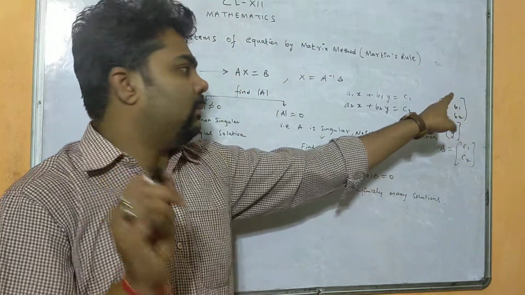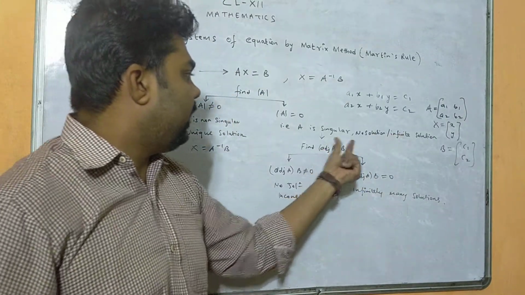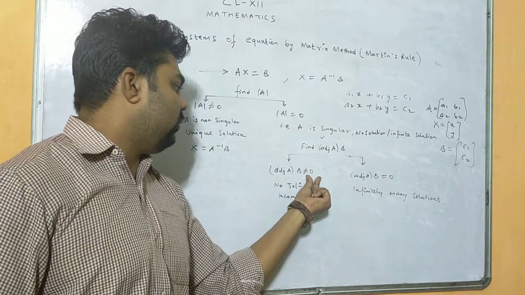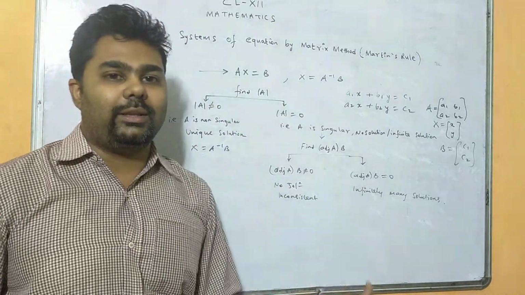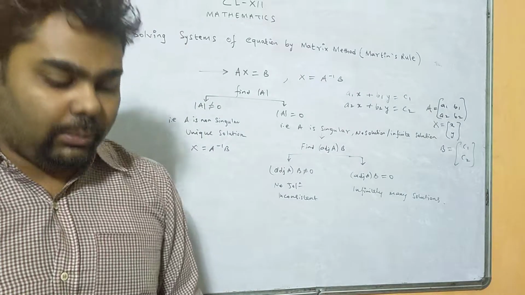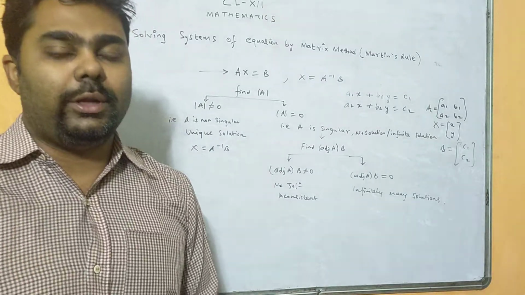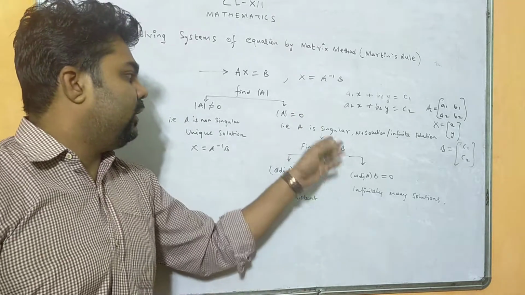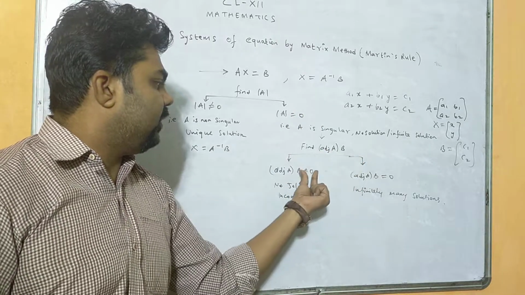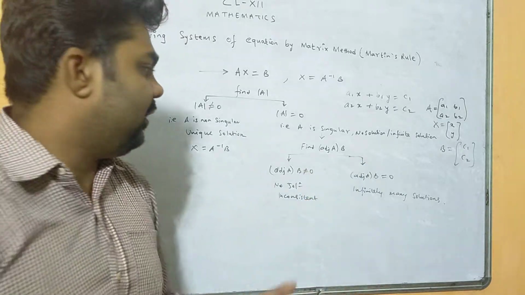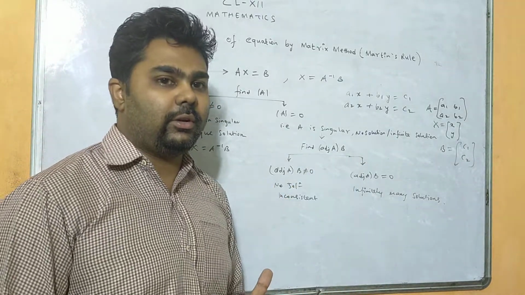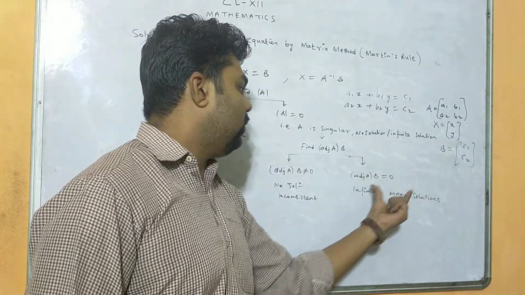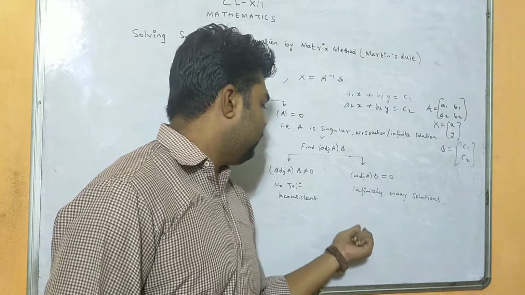The numbers will be given here, so we will find the adjoint of A, and B is also given here. Then we will multiply these two. After multiplication, if it is not equal to 0, then we call it no solution, or inconsistent. In the question it will be asked to check whether it is consistent or inconsistent. That means first, if you get the value of mod A equal to 0, then you find adjoint A times B. If you get not equal to 0, then you can write that it is no solution or inconsistent. But if the product of adjoint A and B is 0, then it will be infinitely many solutions.